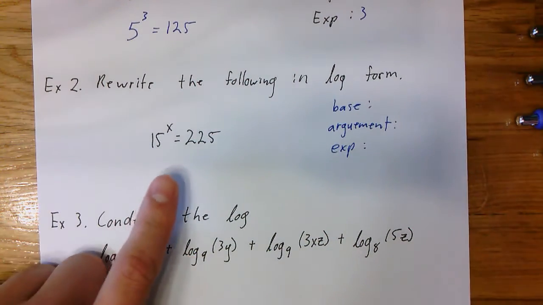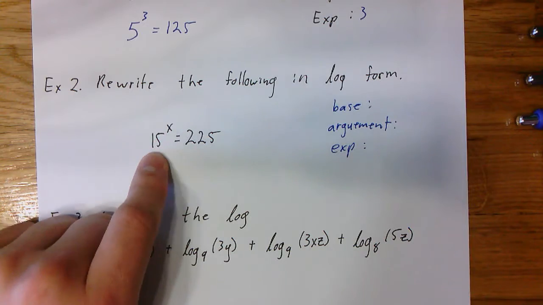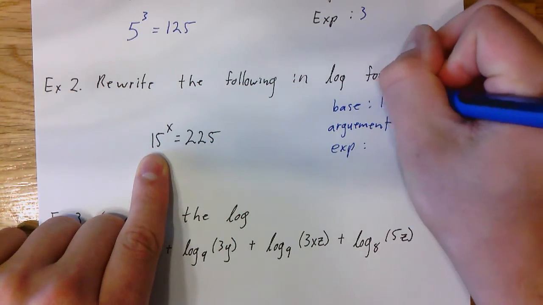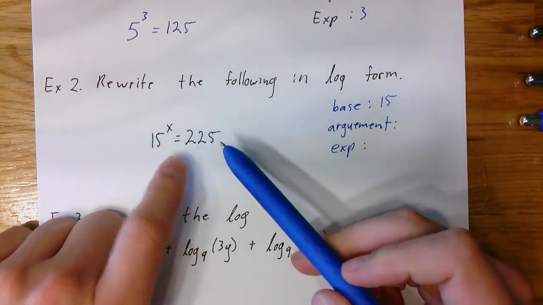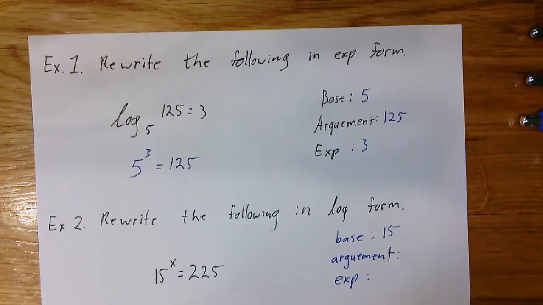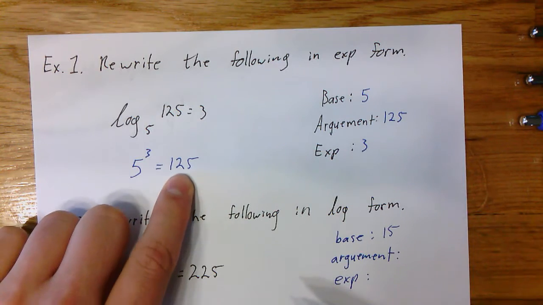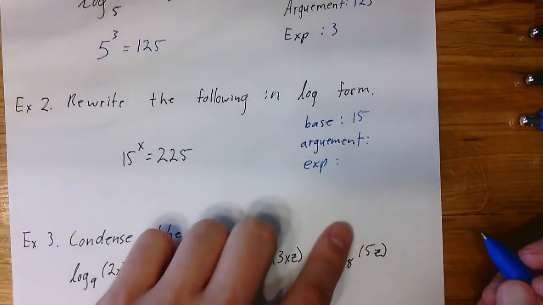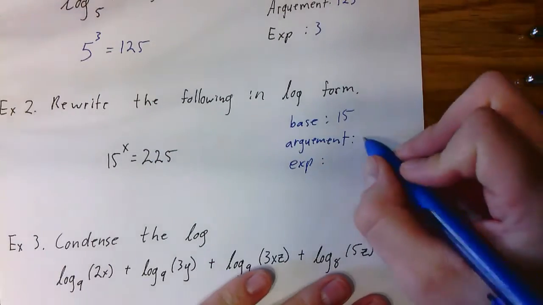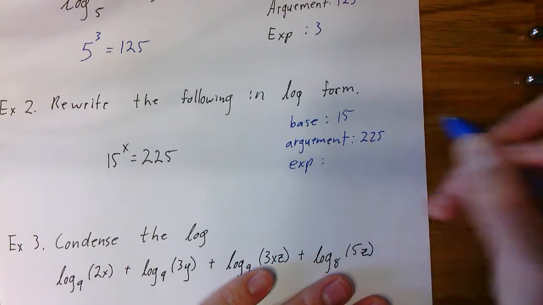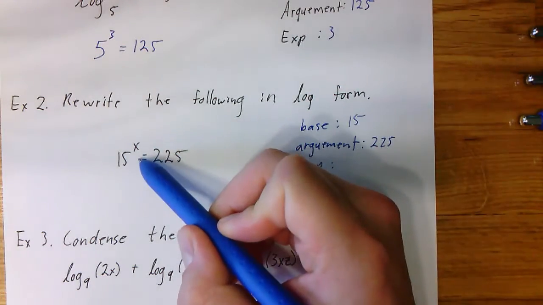So our base is the little number that has the exponent on it. So our base is 15. That's fine. Our argument, remember the argument from up here is the answer of the exponential question. So we put the answer inside the logarithm. So our argument is going to be 225.